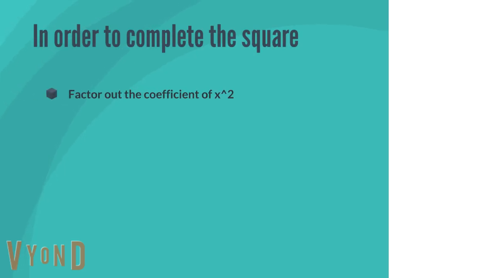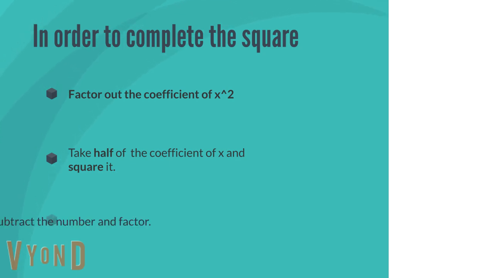In order to complete the square, we're going to first factor out the coefficient of x squared. Then we're going to take half of the coefficient of x, and then we're going to square it. The third step is to add that number, subtract the number, and factor.